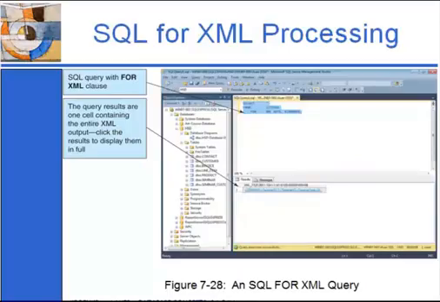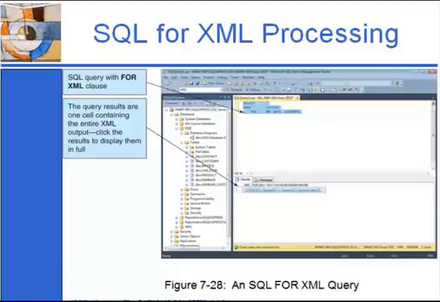As we see in this example, we can generate XML with an SQL query. Here we're using the select asterisk query. This will select everything. To generate the XML, we're using the for XML clause. To see the full results, we will click on the single cell that is returned.